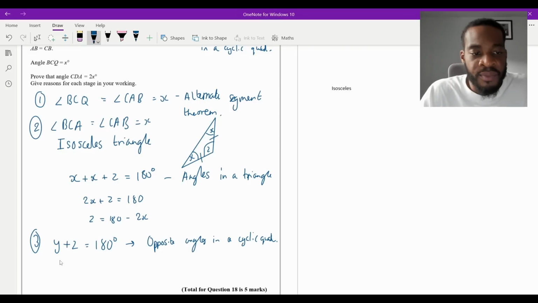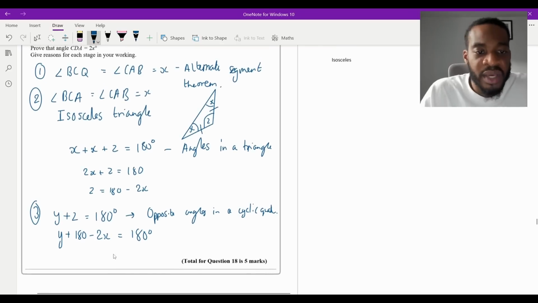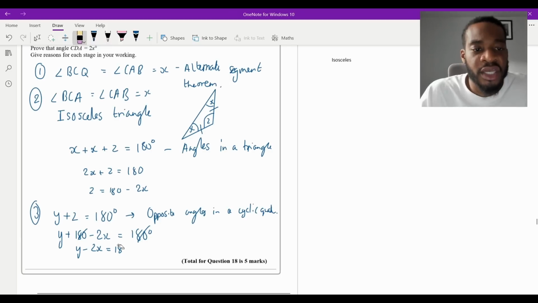So I could say that y plus 180 minus 2x is going to equal 180. And then what would y be equal to? What we can do from here is cancel the 180, taking 180 away from both sides. So I'm going to have y minus 2x is equal to 0, because I've cancelled it. And then if I add the 2x over, I get y is equal to 2x.